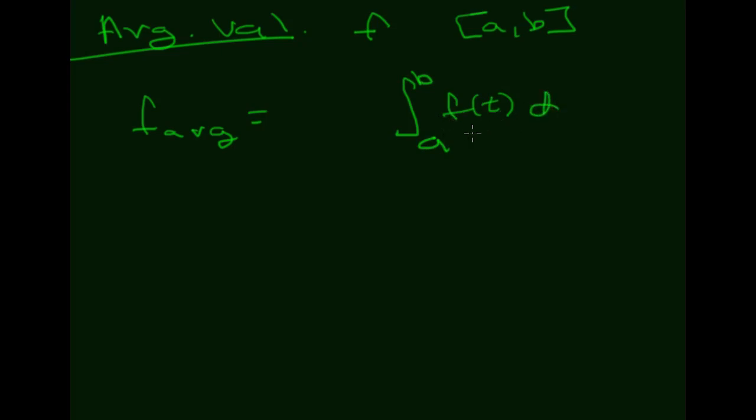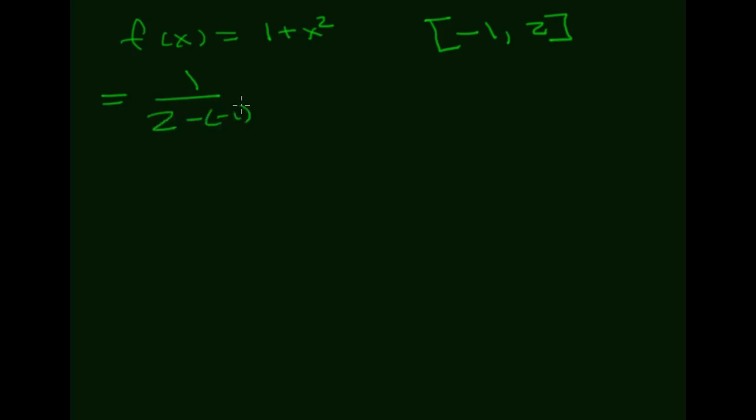Well, I think in the notes I made it f of x dx, but it doesn't much matter. F of x dx, right? But then I had to divide it by the width of the interval. So that's 1 over b minus a. Take the sum and divide it by the number of values. Okay, so let's do a quick example here. I'm going to start a new slide for that.